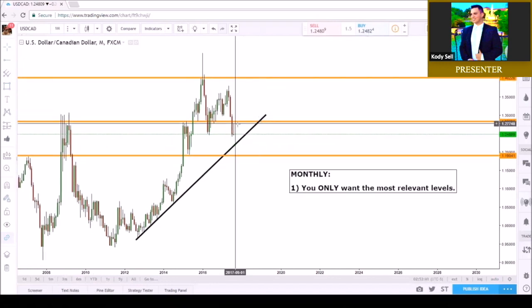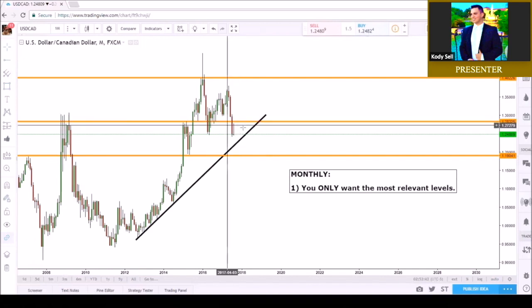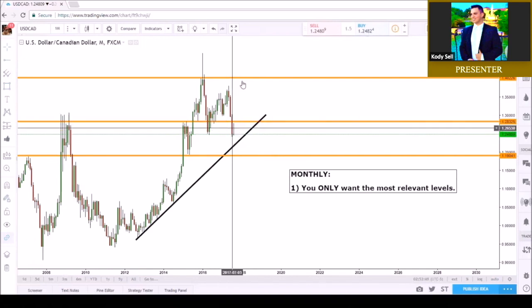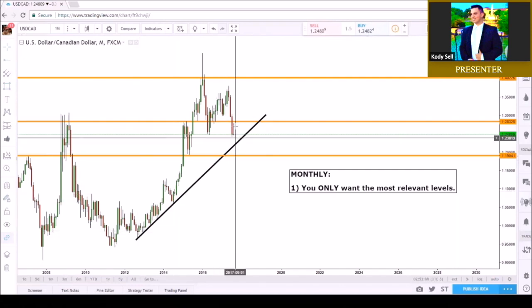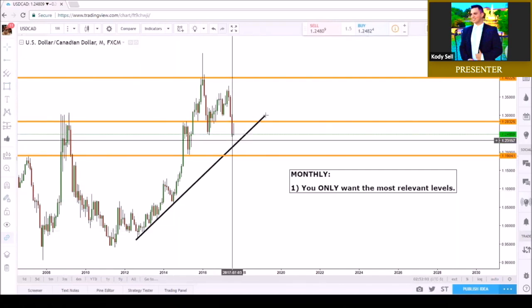I've got the zone that's current for where price is at. I've got the zone above it. I've got the zone below it. And I've got a trend line, which we will be interacting with soon, marked.